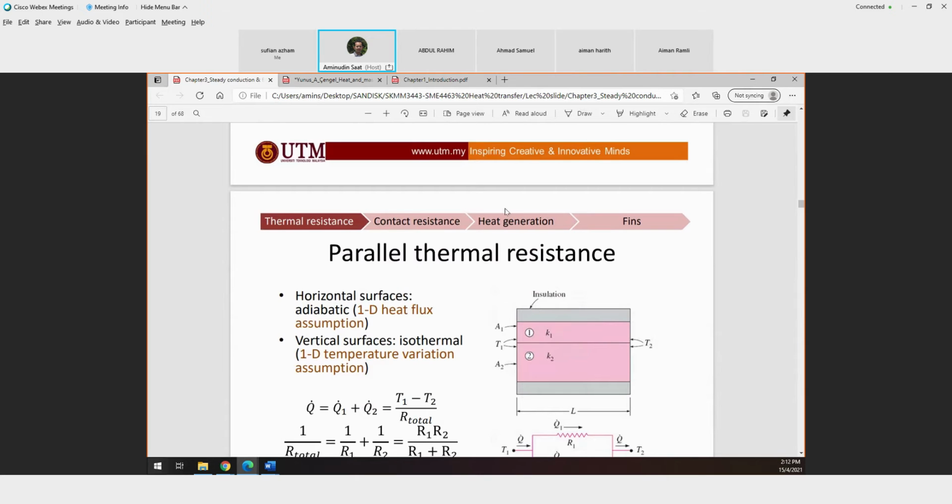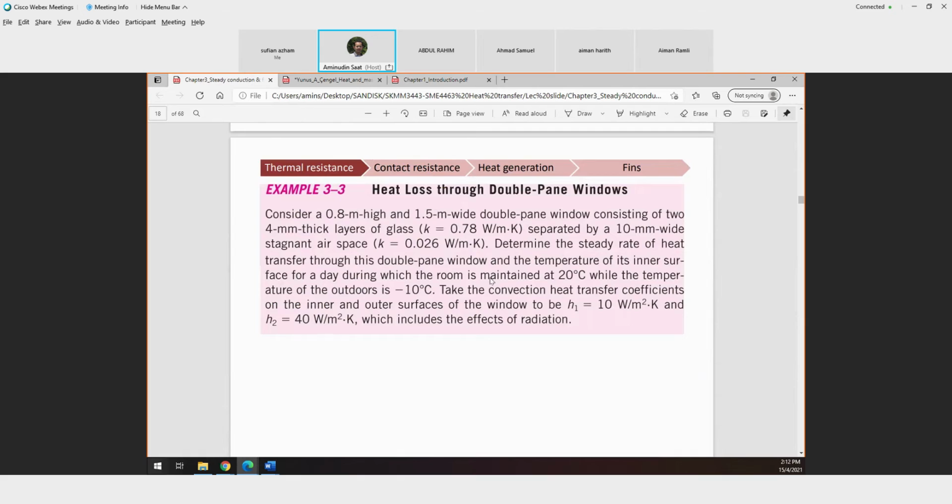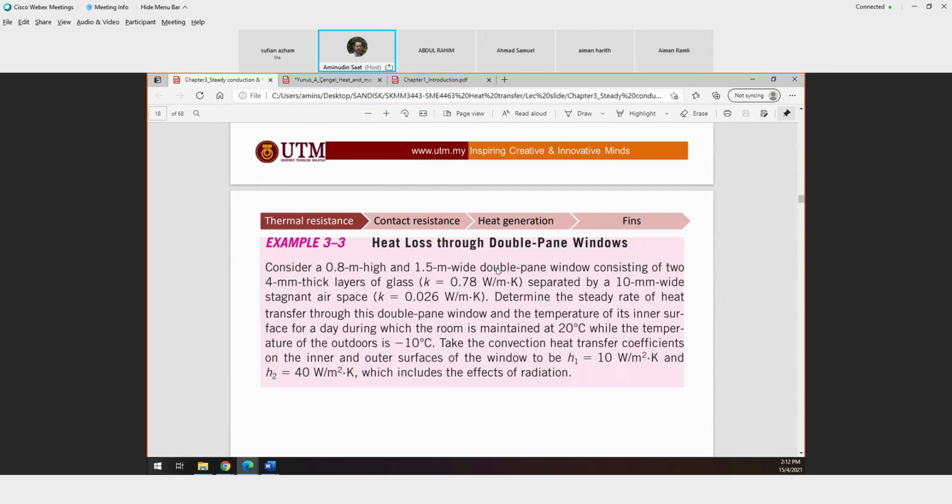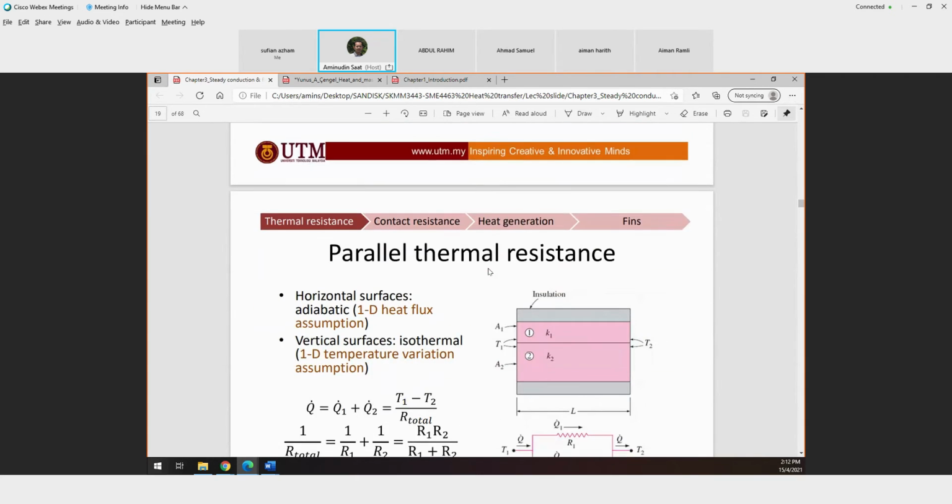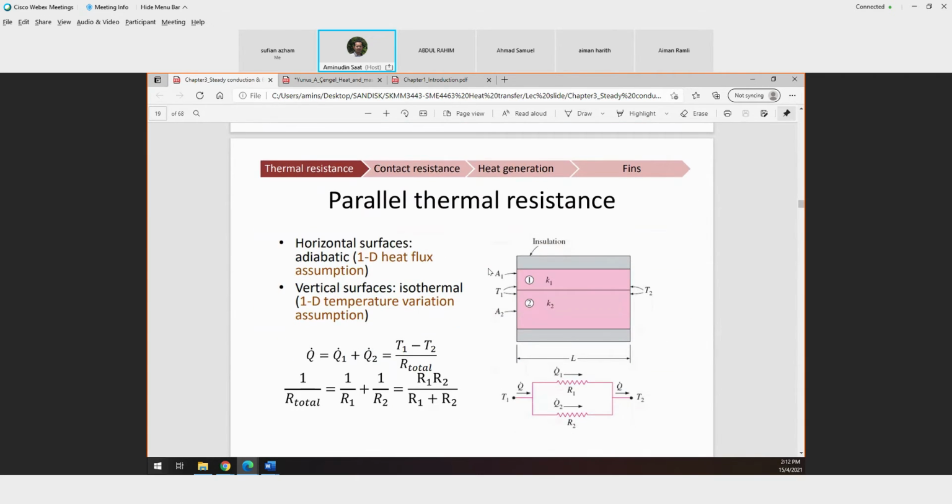Okay, so yesterday we stopped at the example of a series thermal resistance arrangement. But we are still in the thermal resistance approach, in order to calculate the heat conduction analysis. So today we look into the other example of thermal resistance.